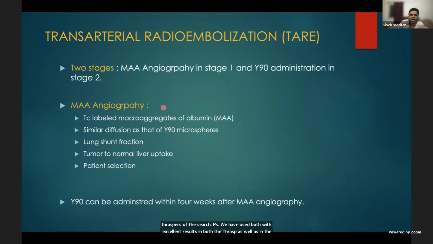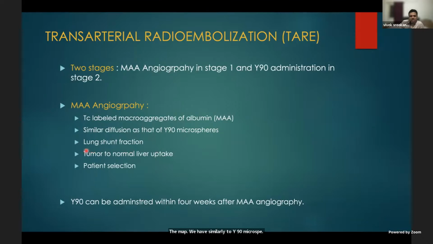So coming to just the technicalities of the TARE, where we do it in 2 stages: the MA planning angiography in stage 1 and Y90 actual radioactive administration in stage 2. What happens in the MA angiography is we go into the tumor feeder and inject the macroaggregates of albumin. These compounds behave similarly to Y90 microspheres, so the lung shunt fraction can be calculated.